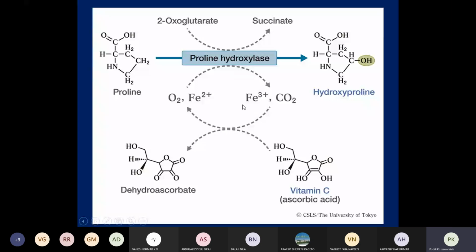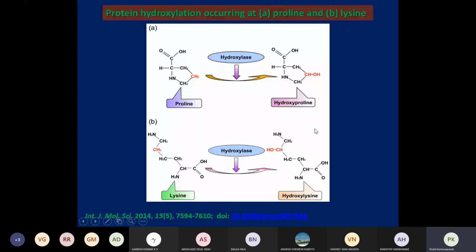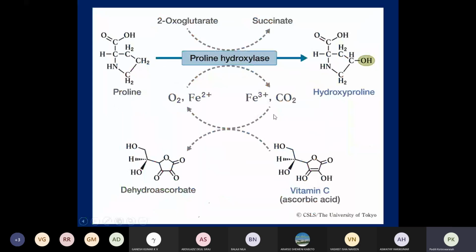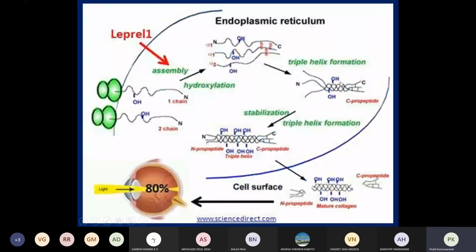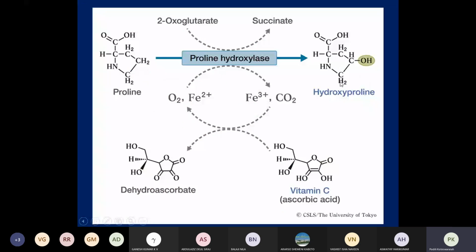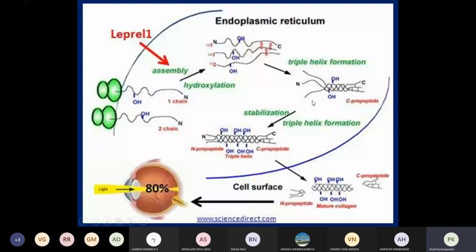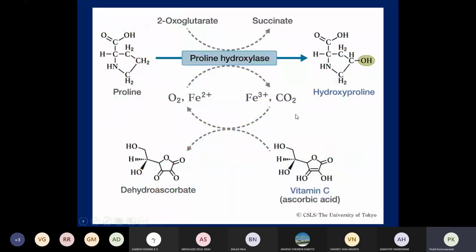This hydroxyproline and hydroxylysine are important for the collagen structure. Deficiency of vitamin C leads to insufficient formation of hydroxyproline as well as hydroxylysine. As a result, it affects collagen synthesis. That's why deficiency of vitamin C leads to scurvy and so on.